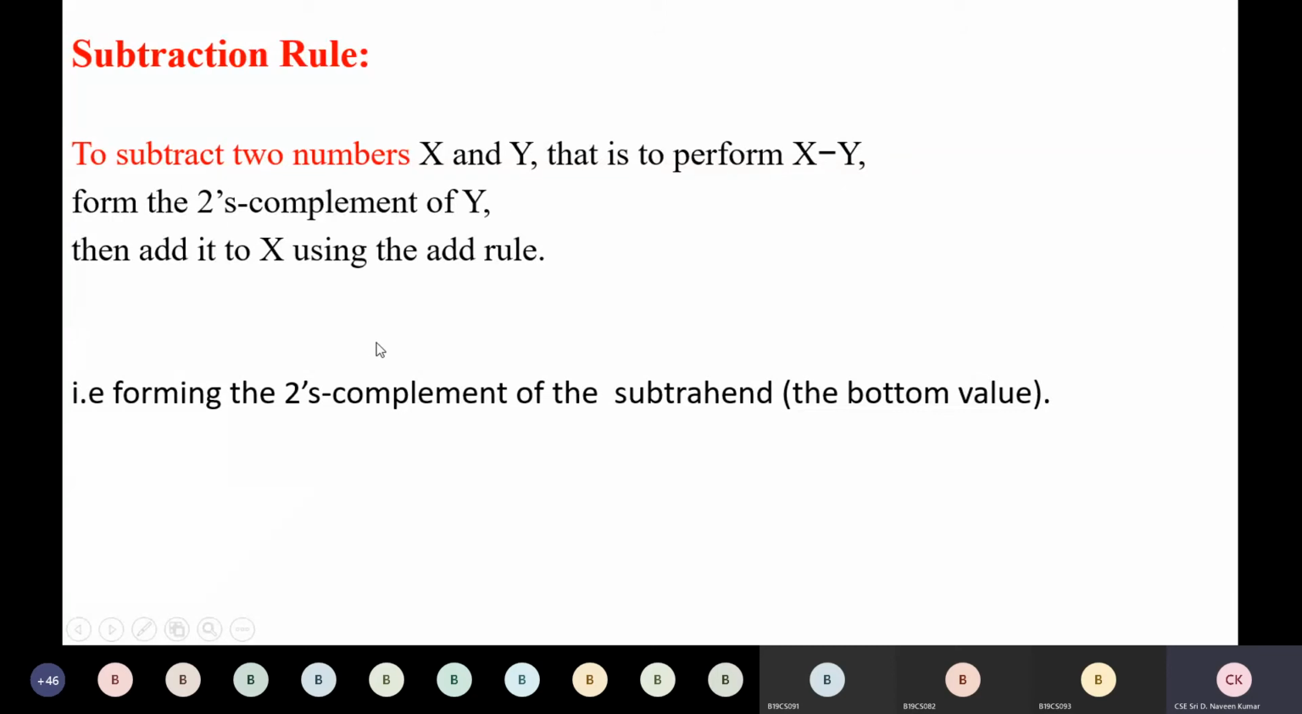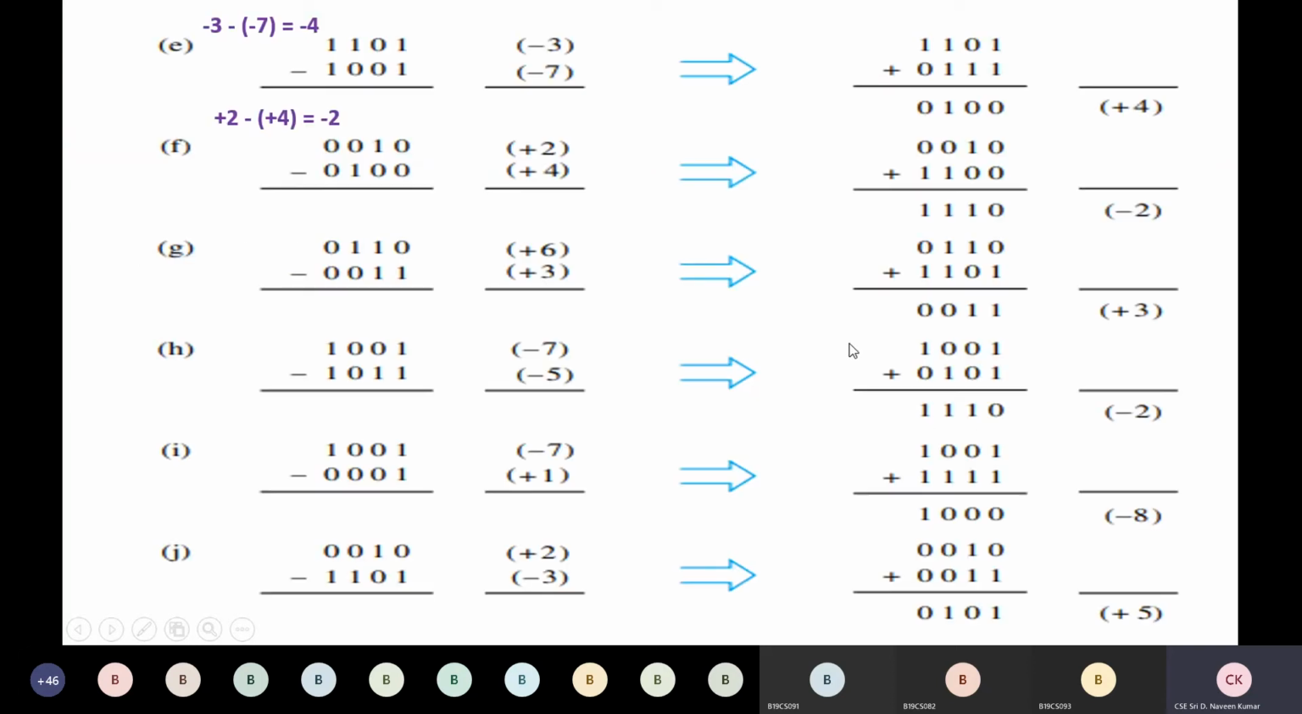Every time when you add two values, what you do is you find the 2's complement of the bottom value and add it to the top value. These are the examples of subtraction. For example, I want to do -3 minus 7.